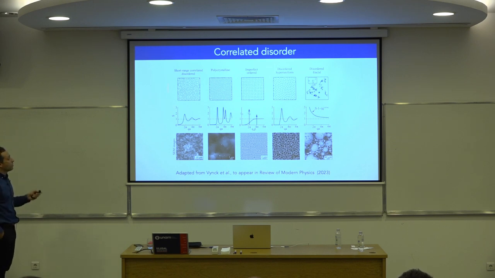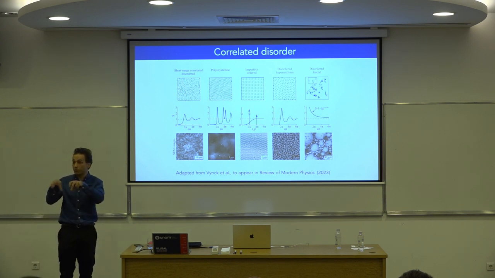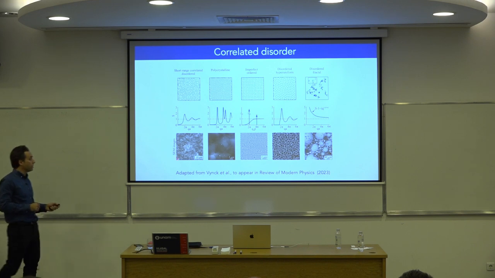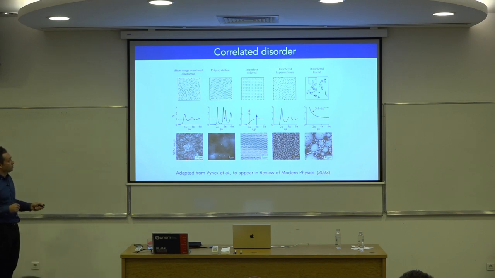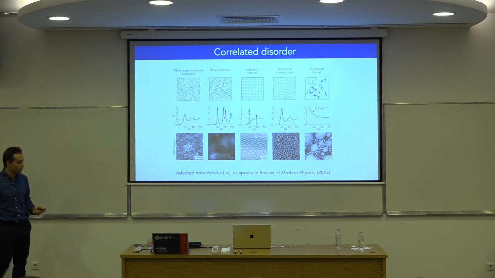So maybe the most common example is the case where you have a hard sphere potential between your particles because they cannot interpenetrate. So this is what you have in this image, for example, right? The particles have short range correlation. Of course, you can have some polycrystals, or you can take a crystal and move a little bit its position, which is what was considered in the first studies of photonic crystals, for example. Or you can have more exotic structure with fractal type disorder.